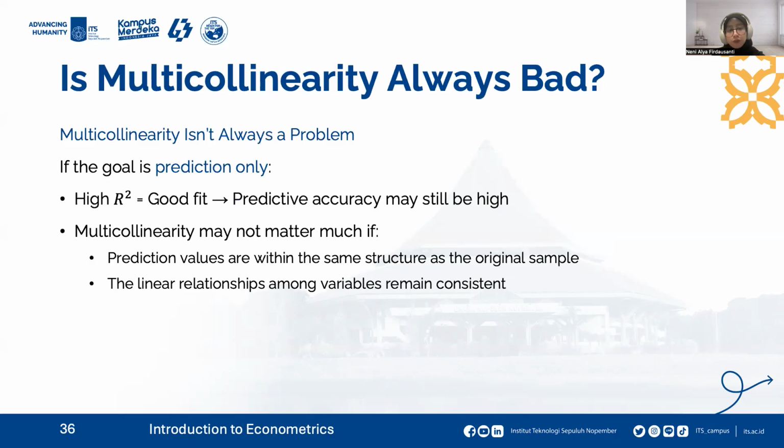The question is, is multicollinearity always bad? It depends. If the goal is prediction, you can examine the R square. If you have a high R square, which means that you have a good fit, the predictive accuracy might still be high. However, multicollinearity might not matter much if your prediction values are within the same structure as the original sample, and the linear relationship among variables remains consistent.